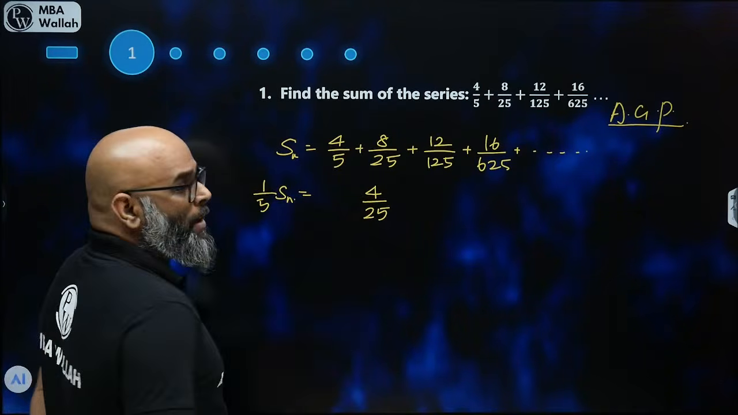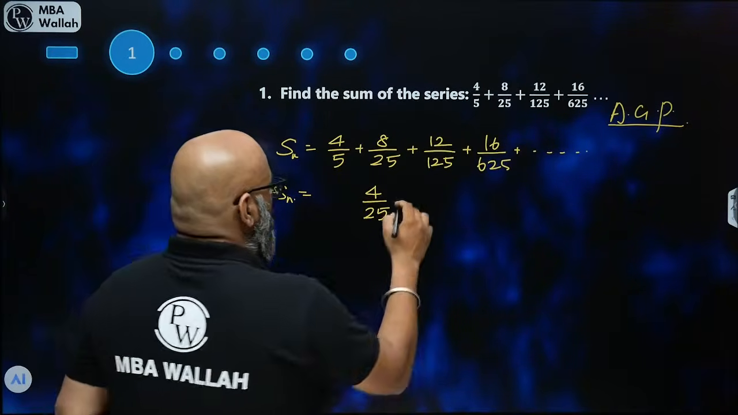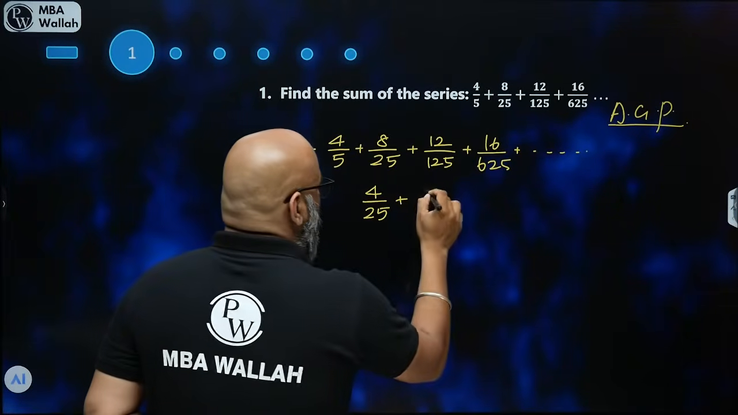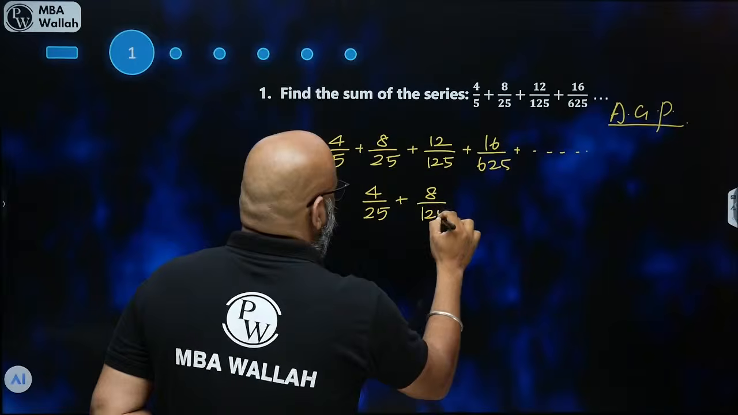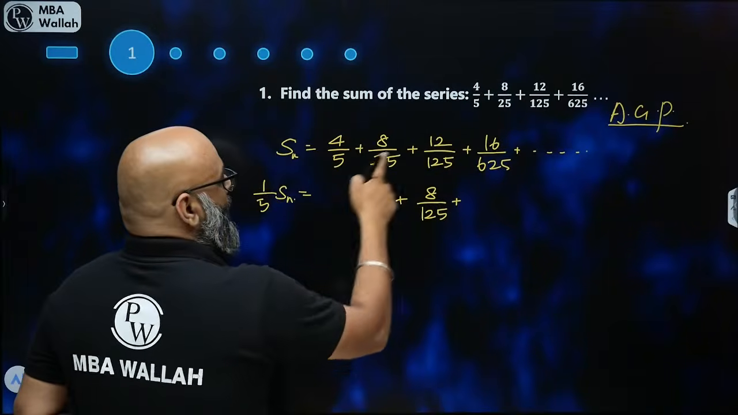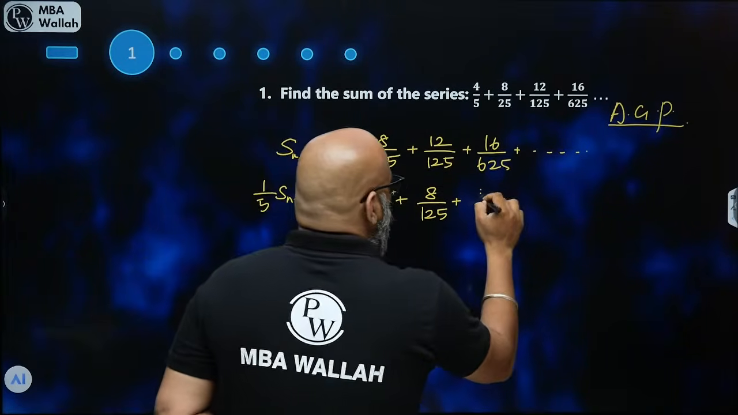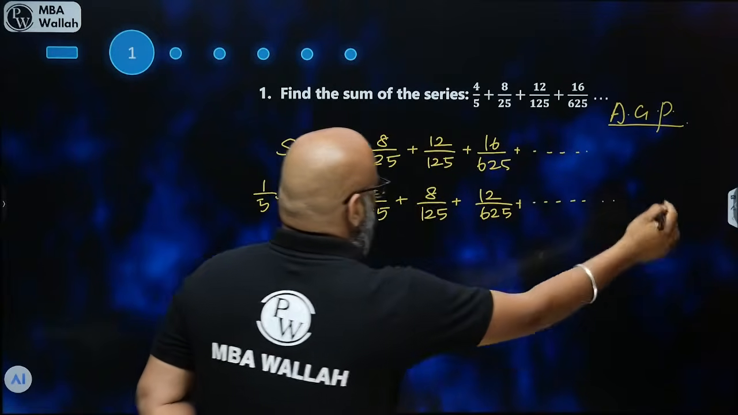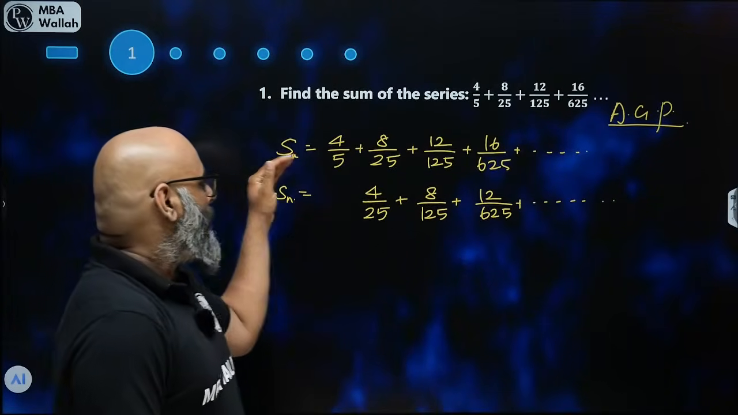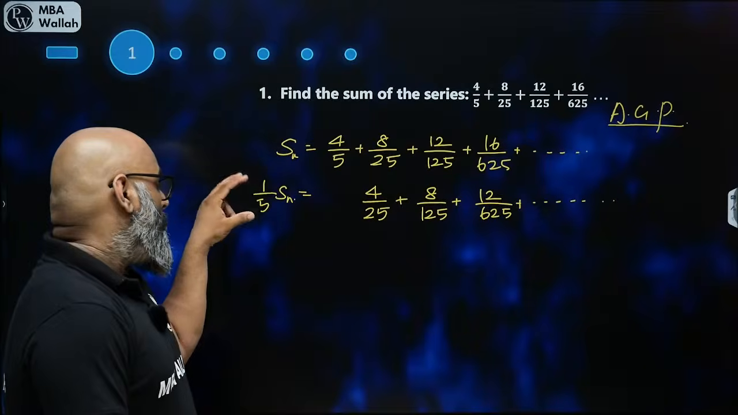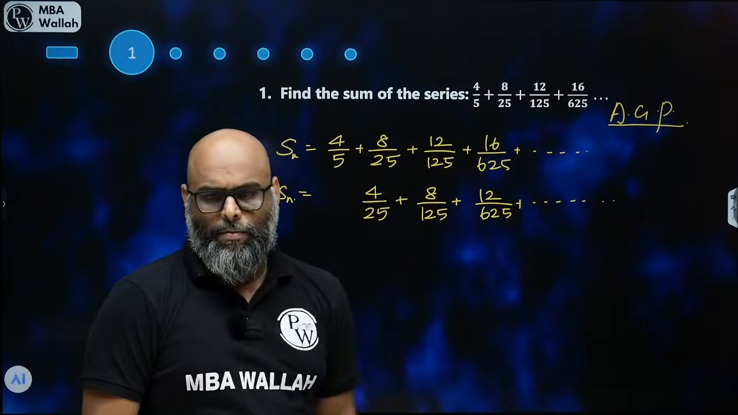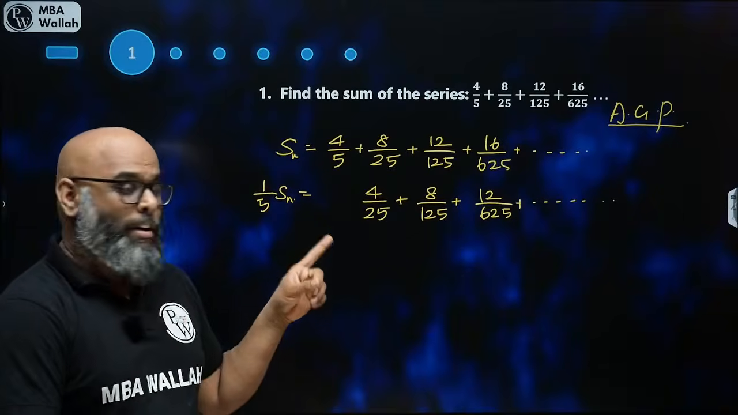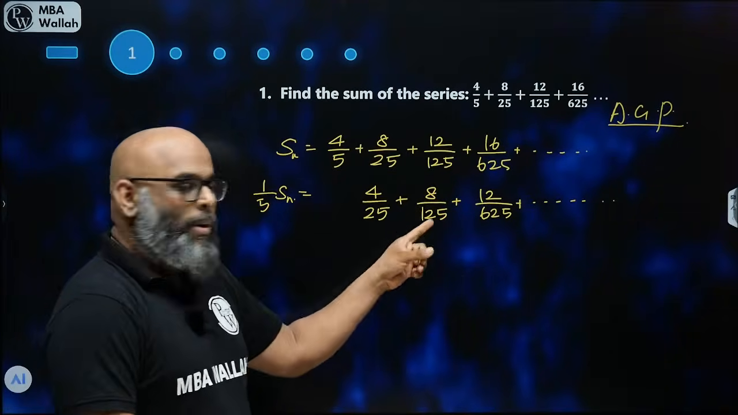1 by 5 into 4 by 5 is 4 by 25. Plus 1 by 5 into 8 by 25 would become 8 by 125. Plus 1 by 5 into 12 by 125 will become 12 by 625 and so on. So this is summation of n terms. This is 1/5 the summation of n terms. I know that this will be smaller than this because you are multiplying it by 1 by 5. Whatever total this is, this will be lesser than that.